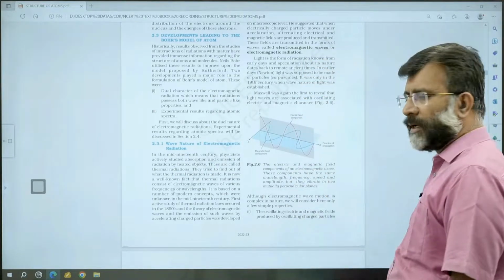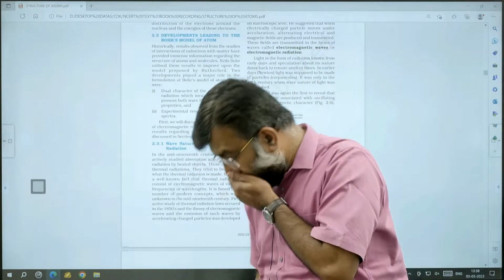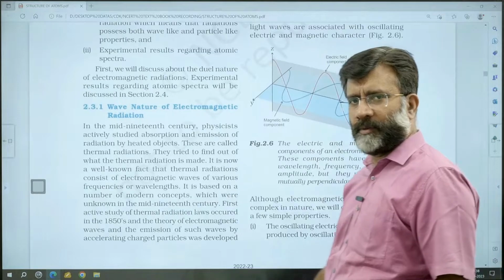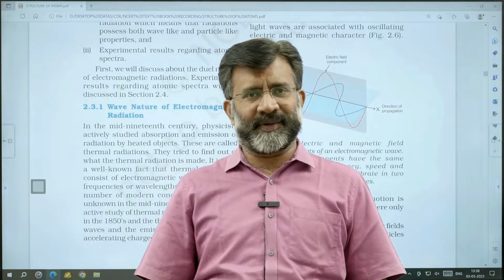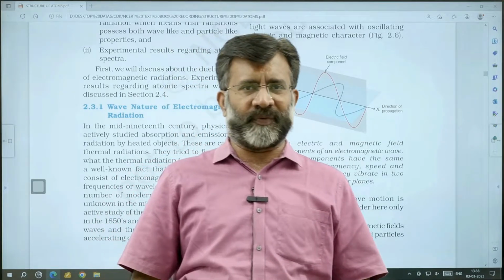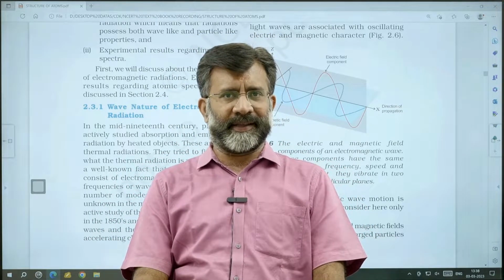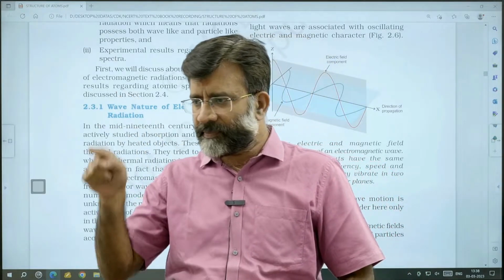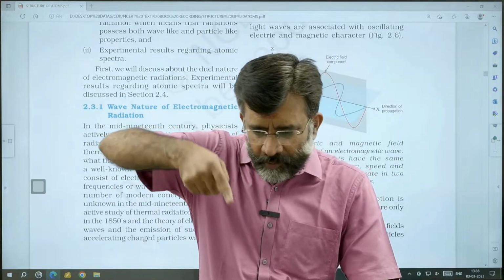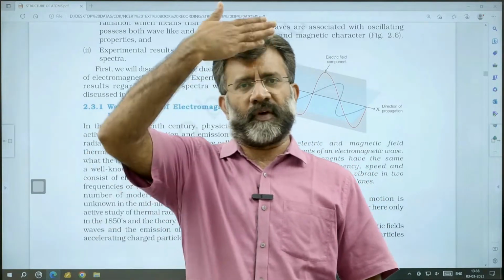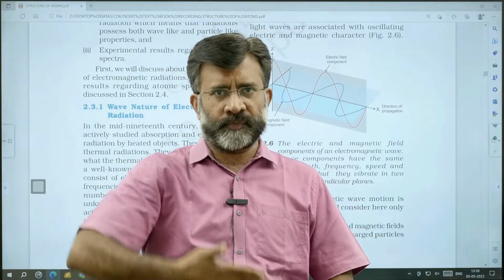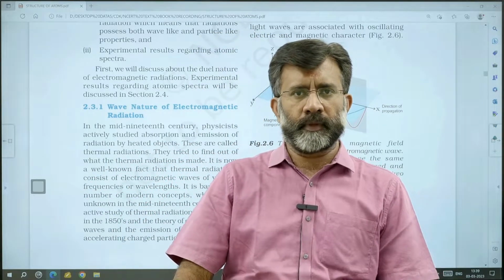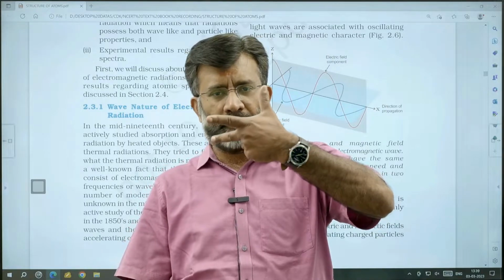We are going to talk about electromagnetic radiation. All of you know, electromagnetic radiation means the radiation constituting electrical waves and magnetic waves. Suppose the movement of the electric wave is like this. The movement of magnetic waves will be mutually perpendicular. If one vibration is in the y plane, the other will be in the x plane, mutually perpendicular. So electric and magnetic fields are mutually perpendicular.